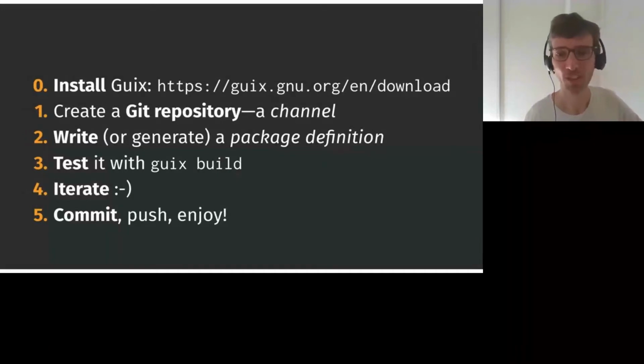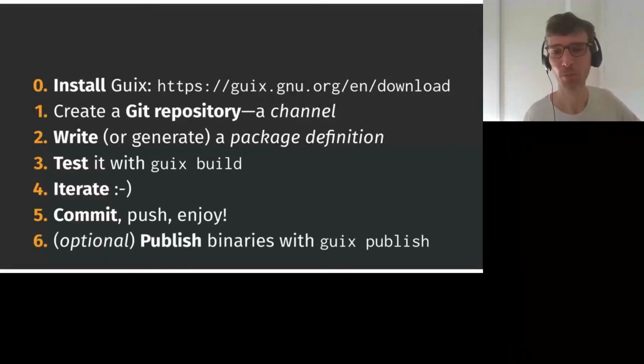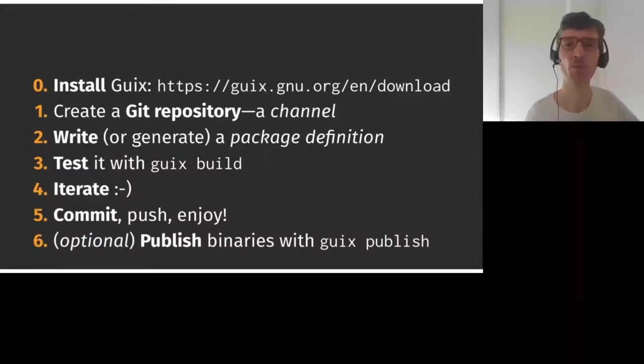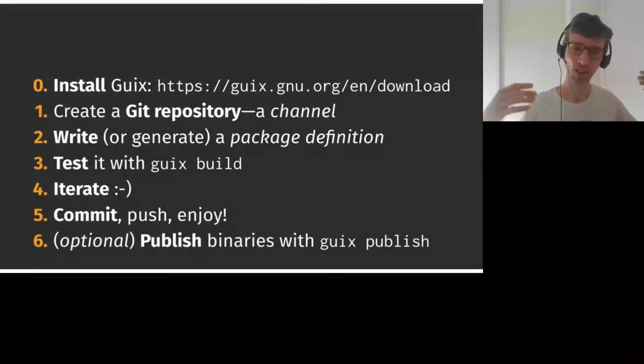And optionally, Guix allows you to publish pre-built binaries with guix publish. So over HTTP, you can make pre-built binaries available. That's very convenient. If you want your colleagues to be able to install your software without having it built from source locally, that's convenient. That's faster.